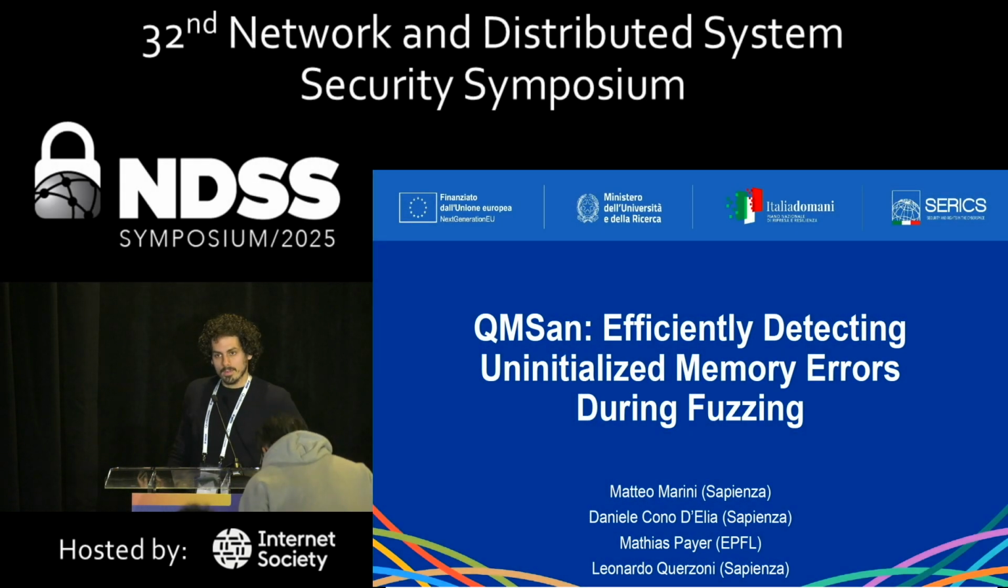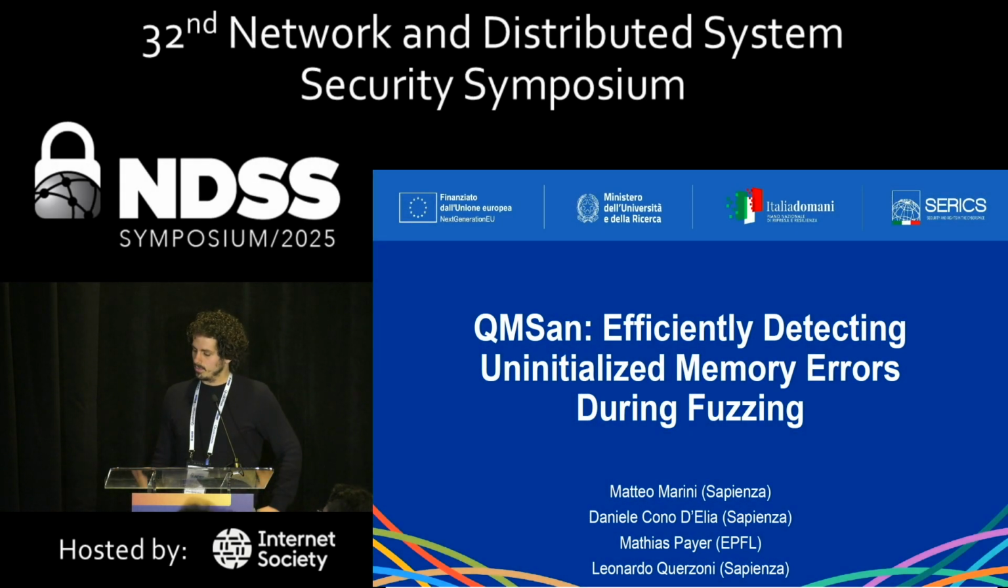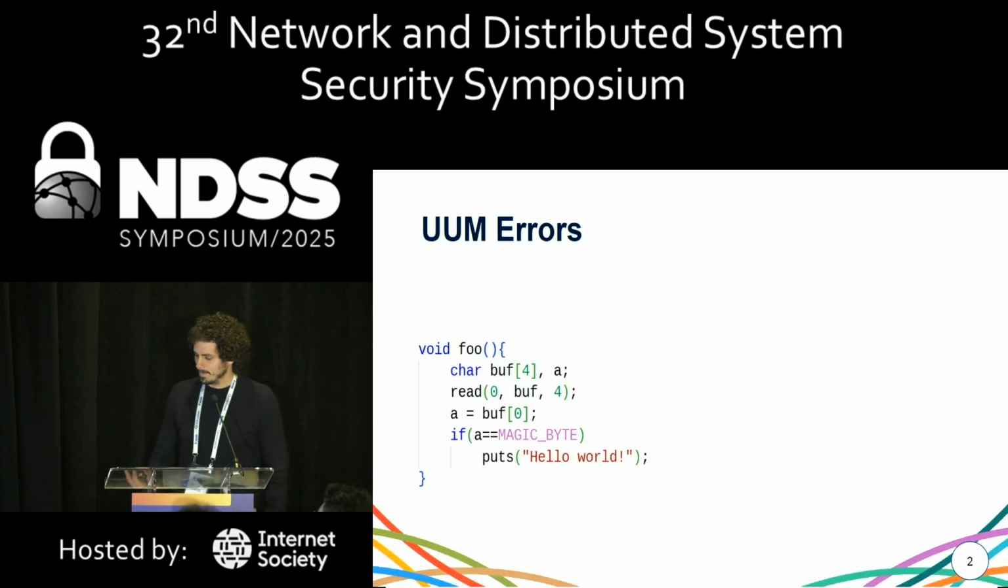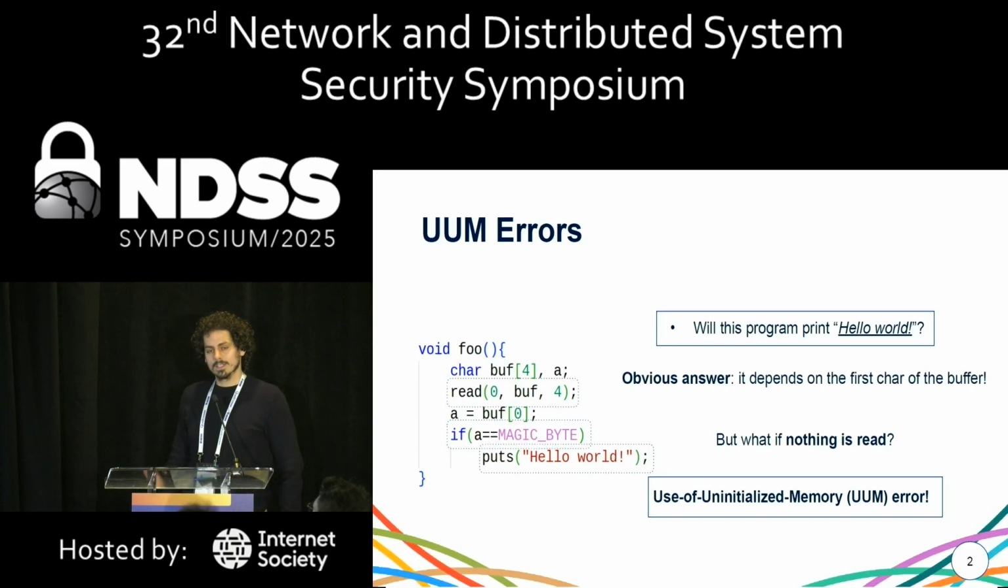Okay, so hello everybody, my name is Matteo Marini and this talk will be about efficient detection of use-of-uninitialized memory errors while fuzzing. So, first of all, what are use-of-uninitialized memory or UUM errors?